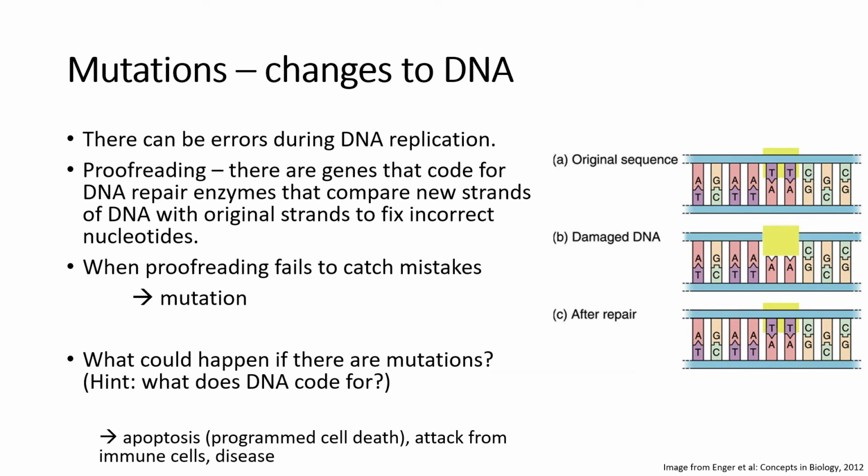So now we switch gears and talk about mutations. And mutations, by definition, are changes to the genetic material, specifically the DNA. And errors can arise in the DNA during replication. In fact, the more cycles of DNA replication there are, the more likely that mutations are going to accumulate. There is, however, a mechanism to proofread this so that there are genes that code for DNA repair enzymes. And what they do is they compare new strands of DNA with the original strands to fix the incorrect nucleotides based on the rules of complementarity.